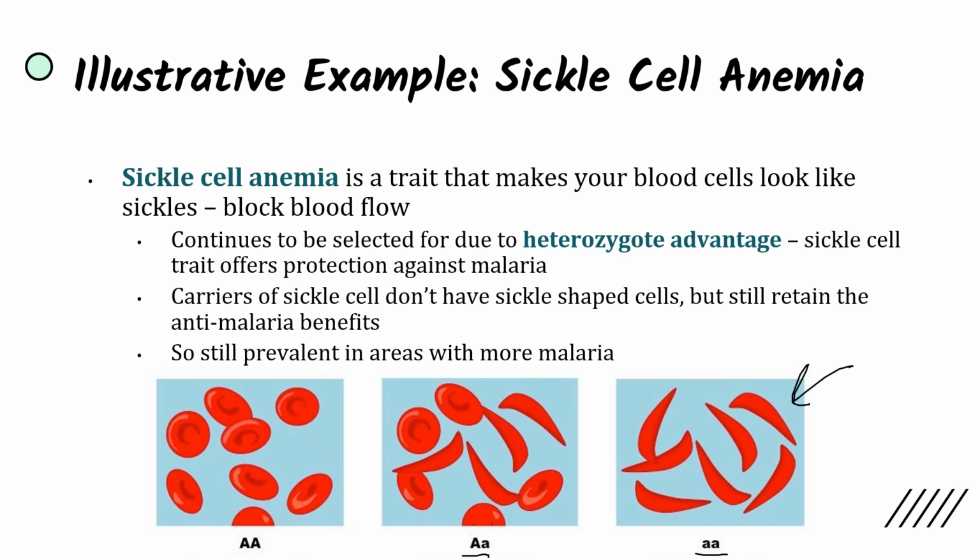And so in environments where there's a lot of malaria, people are going to continue to survive and reproduce when they are heterozygous for sickle cell anemia. And so they're going to have the anti-malaria benefits, and they're not going to succumb to sickle cell anemia. And as a result, sickle cell anemia will continue to be passed down throughout generations within the population.